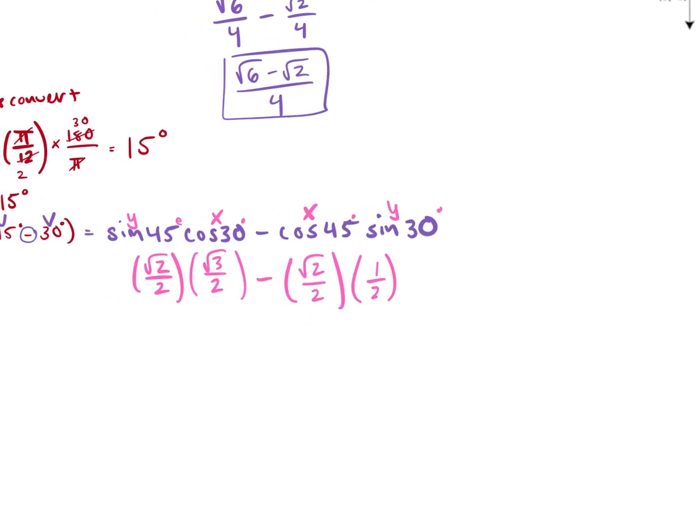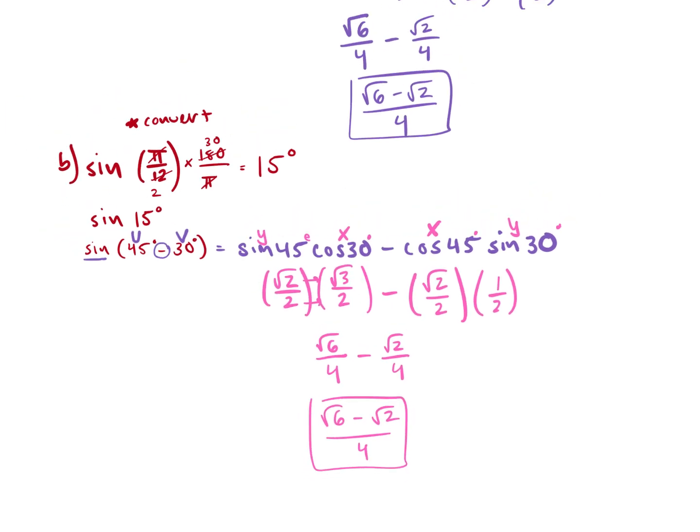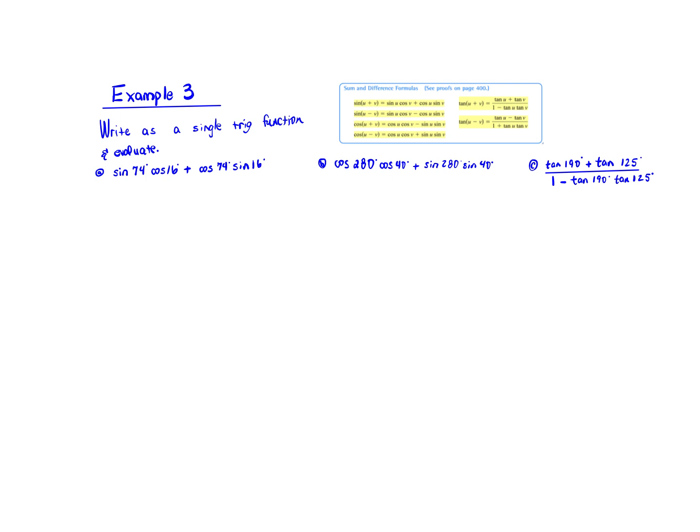So let's multiply these and subtract them together. When we multiply fractions, we just multiply straight across. Square root 2 times square root 3 would be what? Square root 6. 2 times 2 is 4. Minus square root 1 times square root 2 times 1 would be square root 2, and 2 times 2 is 4. We have a common denominator, so we can just subtract these together. So we get square root 6 minus square root 2 over 4. It just so happened that it's the same answer as the last question, but that's not always going to be the case. All right, example 3.